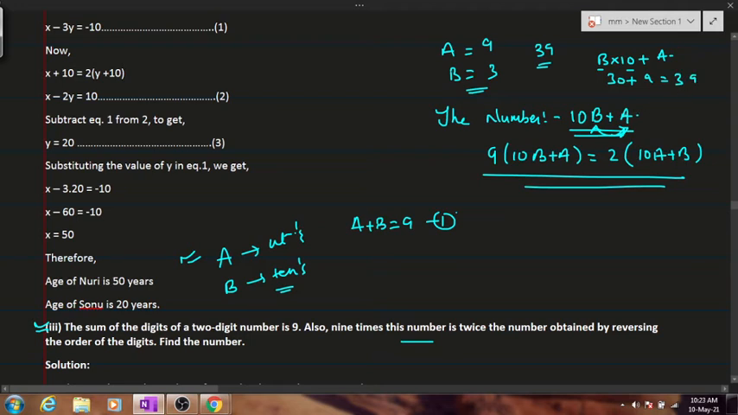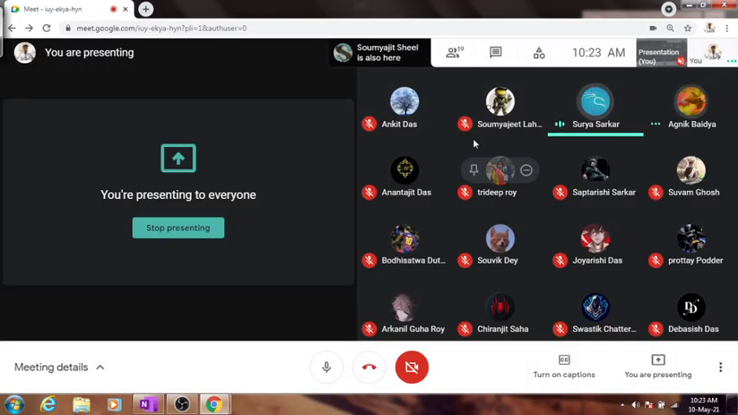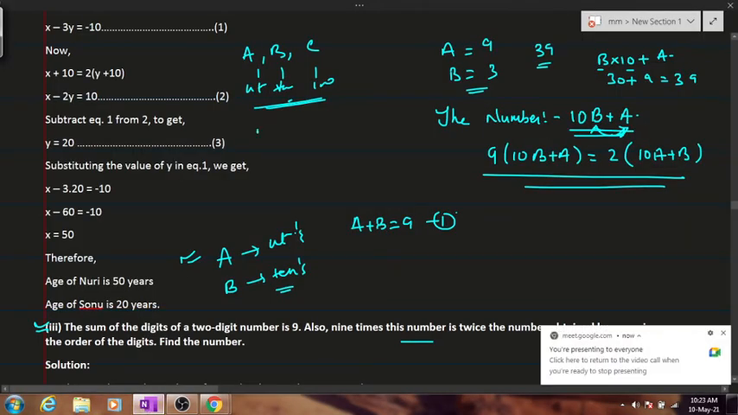Clear? Similarly, can any student tell me how a 3-digit number will look like? If A, B, C are the units, tens and hundreds places, how will our 3-digit number look like? Anyone? So 100C plus 10B plus A. Very good. 100C plus 10B plus A. Is this clear to everyone?